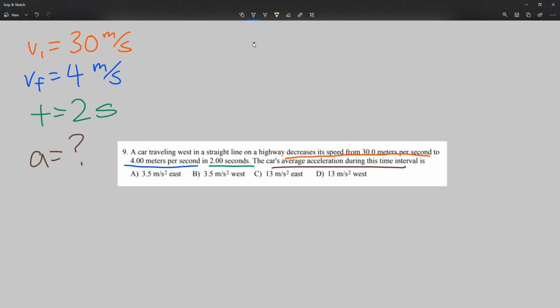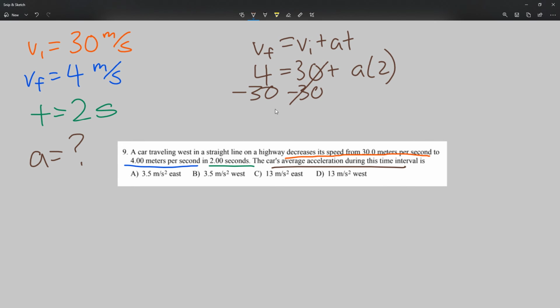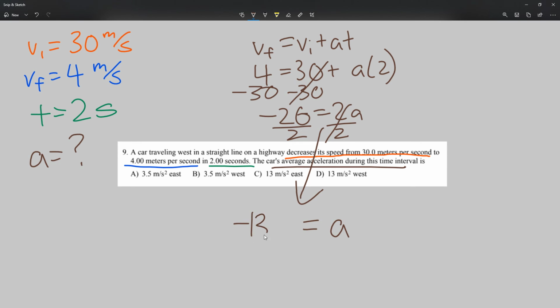So the best formula we're going to use for this is VF is equal to VI plus AT. So 4 is equal to 30 plus A times 2. Let's simplify this. Minus 30. So this is negative 26 is equal to 2A. Divided by 2. A is equal to negative 13 meters per second squared.